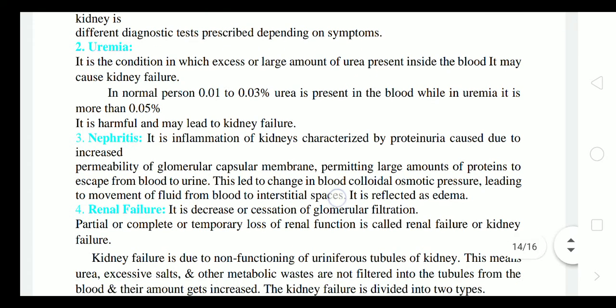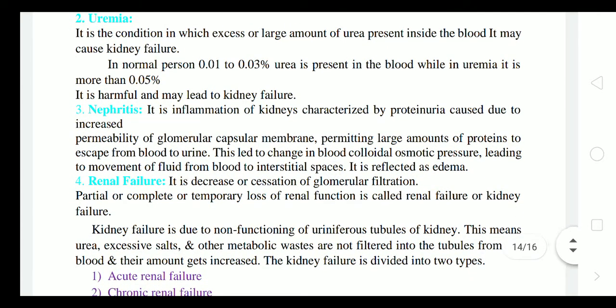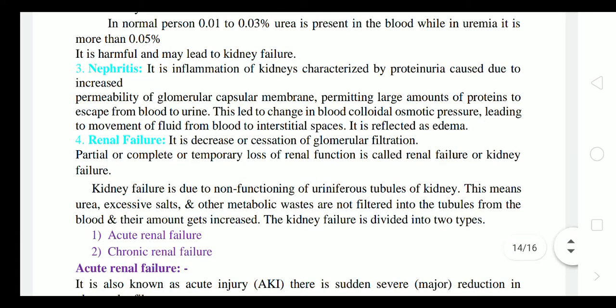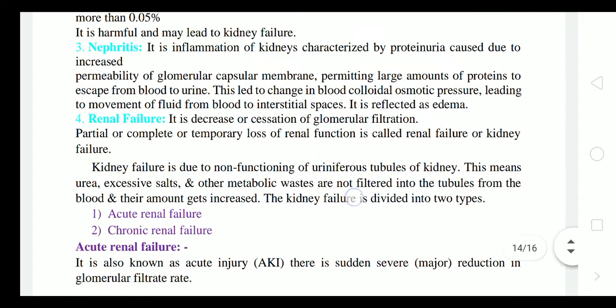Uremia. It is a condition in which an excess or large amount of urea is present inside the blood. It may cause kidney failure. In a normal person, 0.01 to 0.03% urea is present in the blood, while in uremia it is more than 0.05%. That is harmful and may lead to kidney failure.